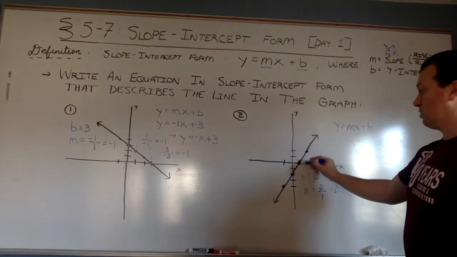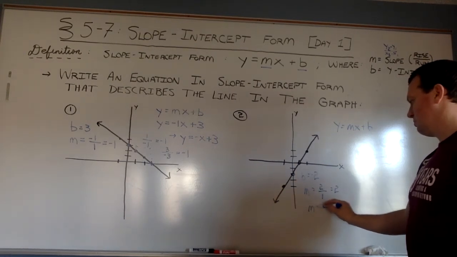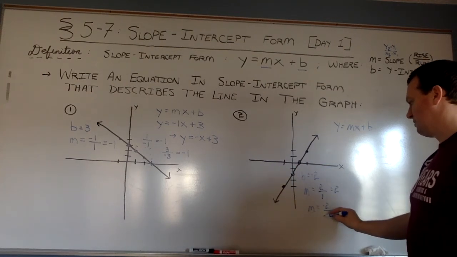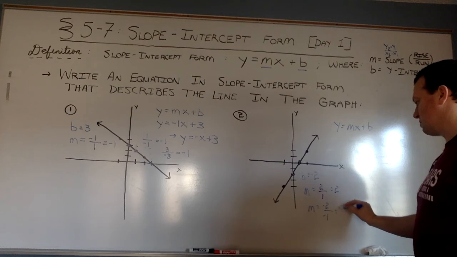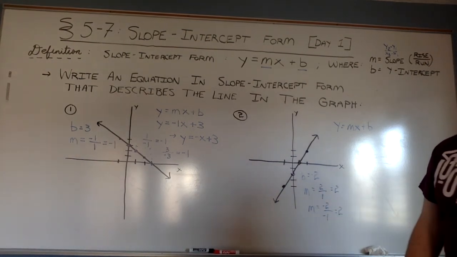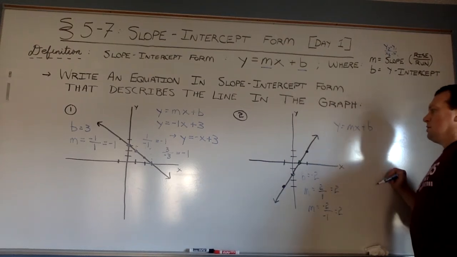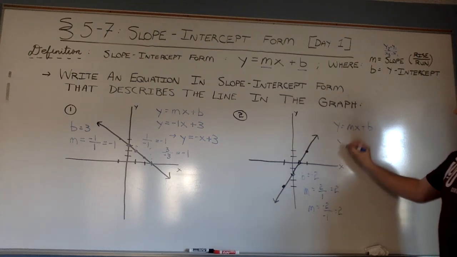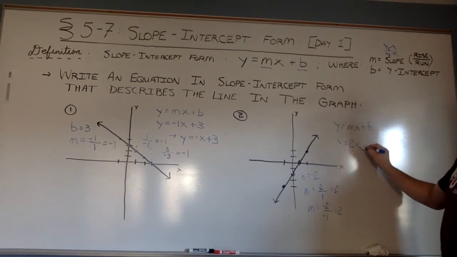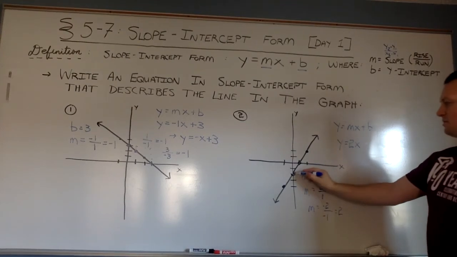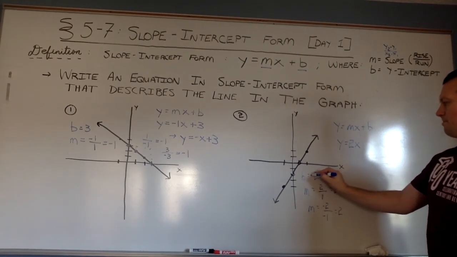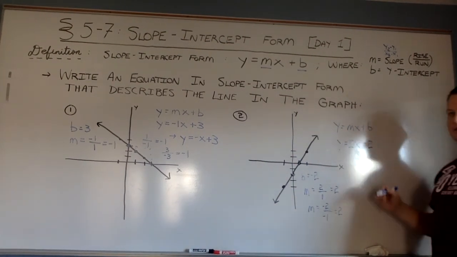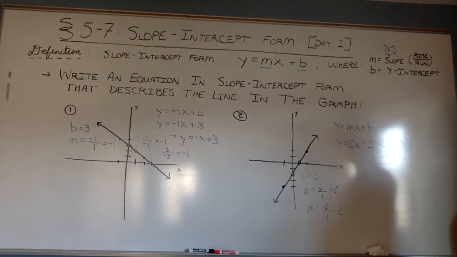You could also go down 2, so negative 2. You could go down 1, down 2, and then 1 to the left. Negative 2 over negative 1 is also positive 2. So either way you go, you get a slope of 2. So my final equation then, plugging in 2 for m, I'll have y equals 2x plus b. b we said is negative 2. So 2x plus negative 2, or if you'd like to just have 2x minus 2, that is a-okay as well.